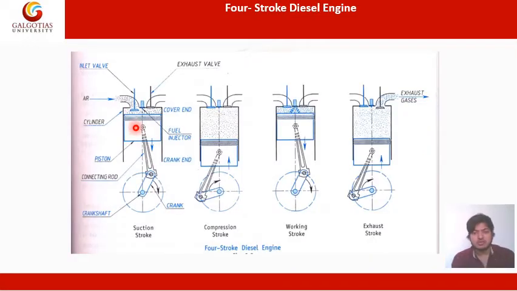Here in this diagram you can see the diagram of a four-stroke diesel engine. It is written over here. There are four steps, or you can say four strokes. That's why it is known as a four-stroke diesel engine.